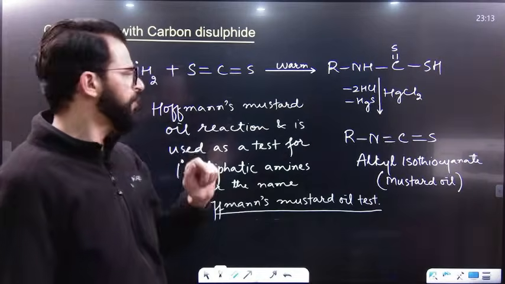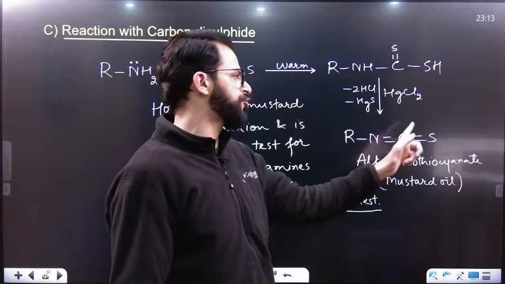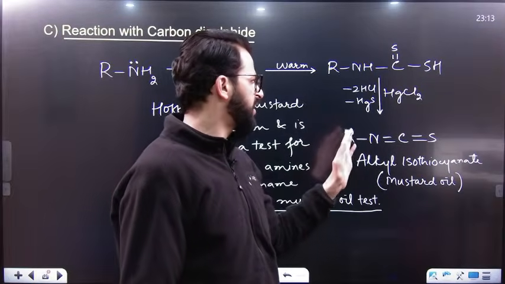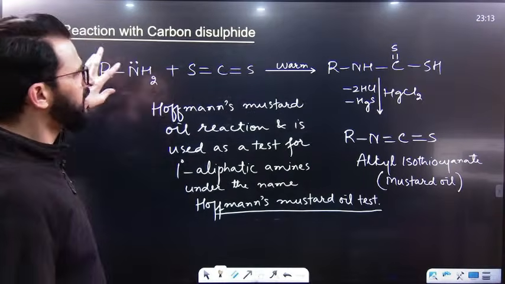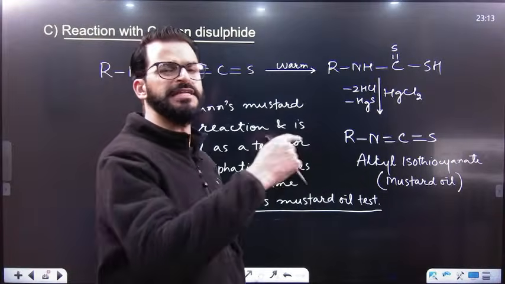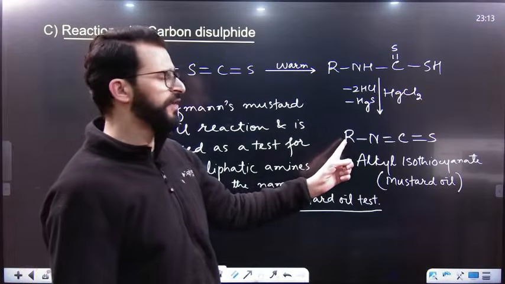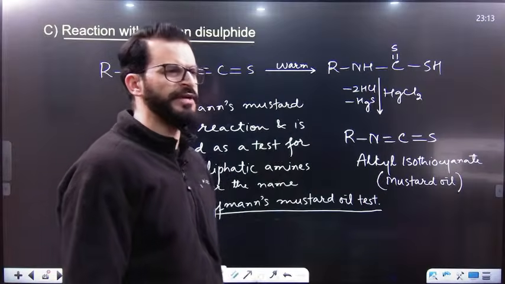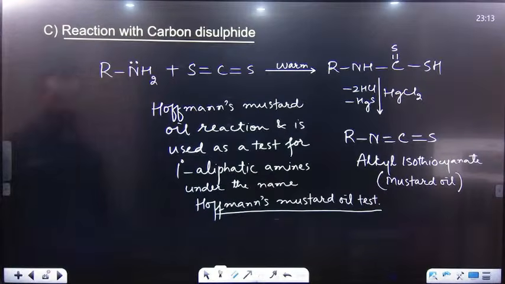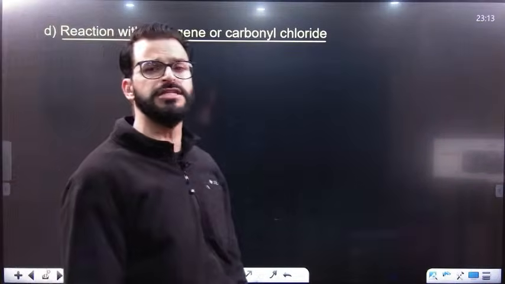But let me tell you, if this is aromatic, if this is phenyl, then here it will be phenyl isothiocyanate. That means instead of R, it will be an aryl group. But that reaction will take place in a different manner, but the product will be like, instead of this R, if it is Ar, then in the product it will be Ar. But you don't need to remember that reaction. After this reaction, we have another reaction with phosgene. Phosgene means COCl2.